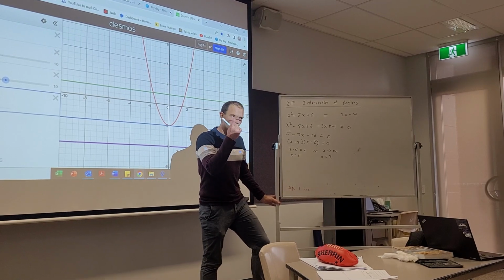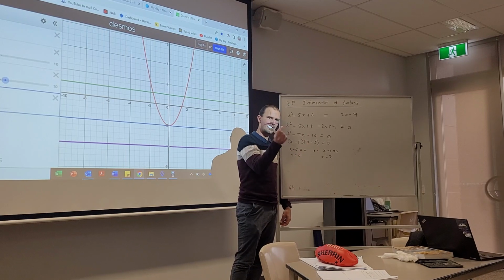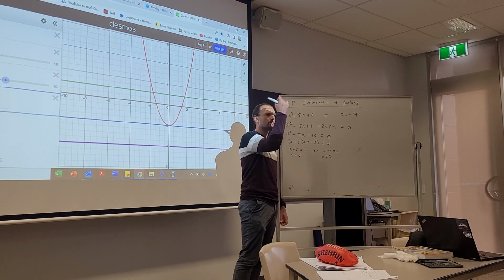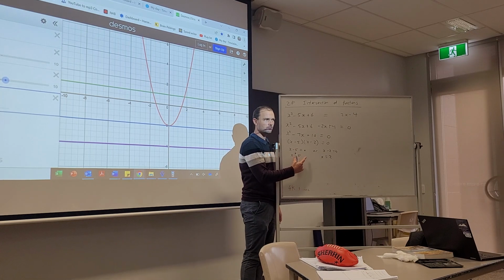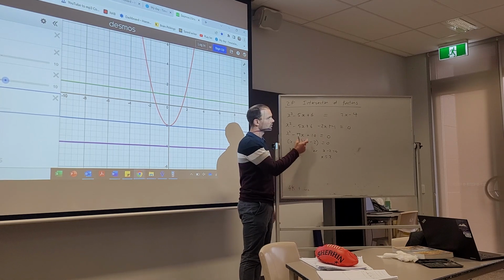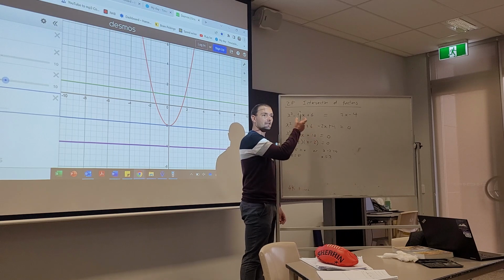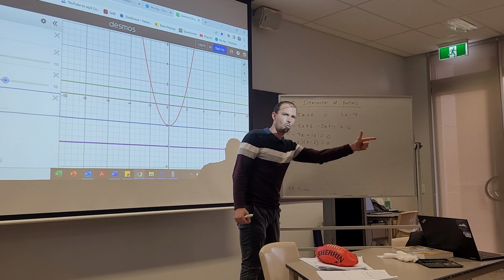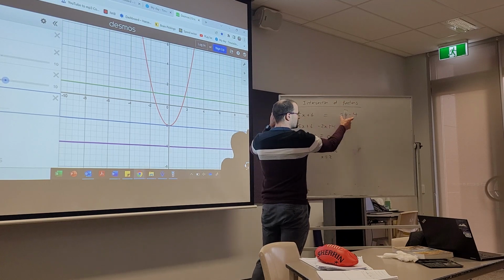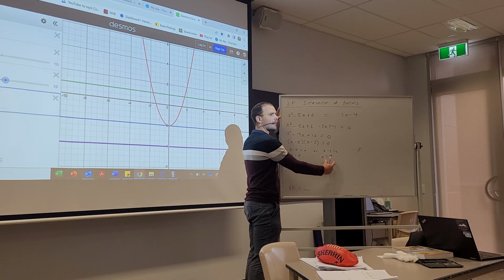Now, the question says find the coordinates. So we've got an x value, we need to find the corresponding y value. And we're going to do that by taking both x values and substituting them into, which one should we put them in? It doesn't matter, because remember they meet at these points, which means they have the same x and the same y value. It doesn't matter which one you substitute it into because at these values they exist at the same point. They're going to have the same y value.